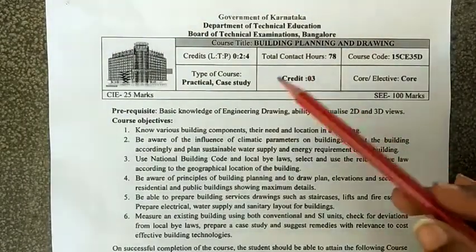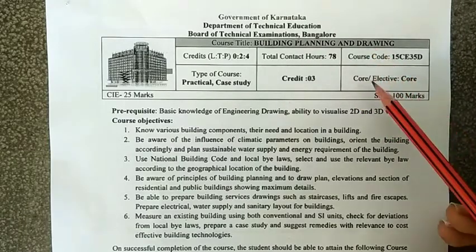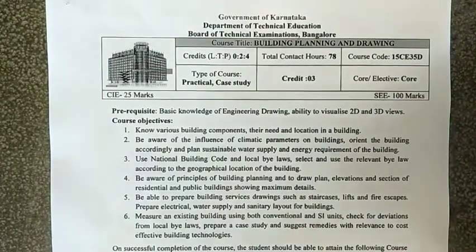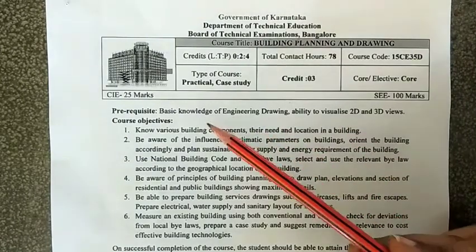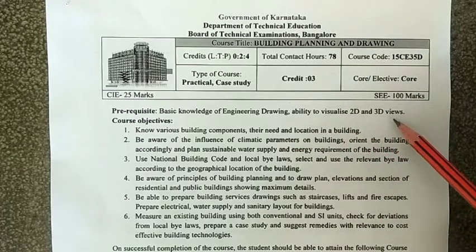I'm handling Building Planning and Drawing for your third semester, and its course code is 15 CE 35D. Okay, so coming down to the objective or basic knowledge about this subject, students should have knowledge about engineering drawing and the ability to visualize 2D and 3D views.